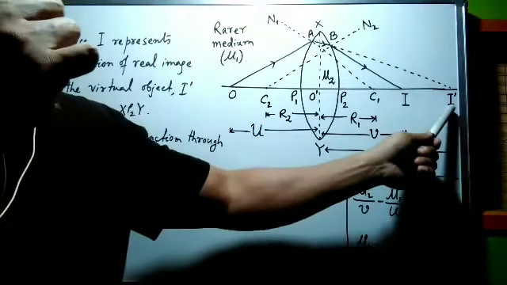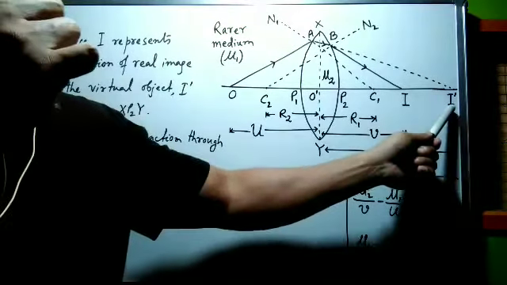In case of refraction of light through a spherical refracting surface, when the object lies in the denser medium, we may write this formula: mu2 divided by object distance minus mu1 by image distance equal to mu2 minus mu1 divided by R.